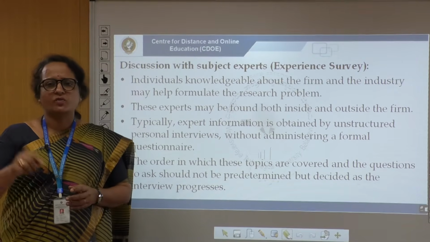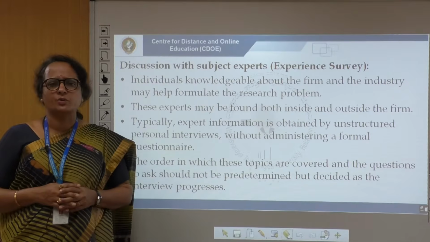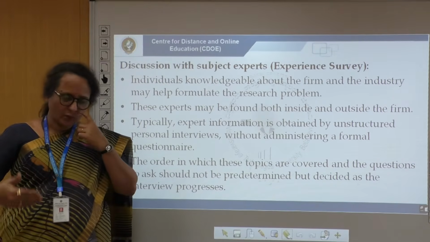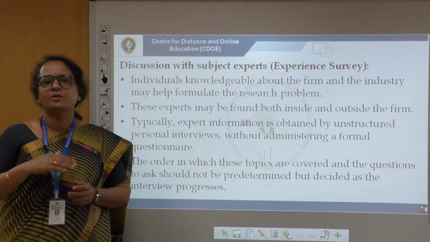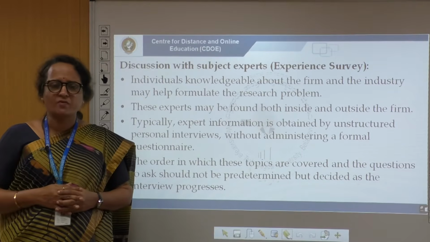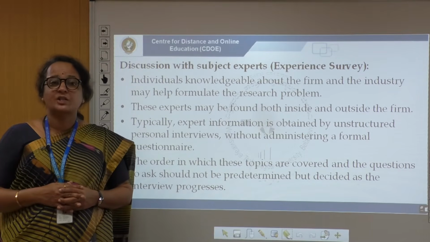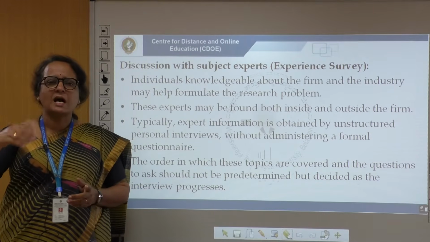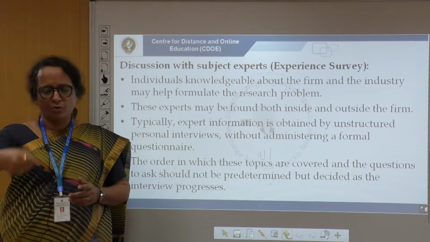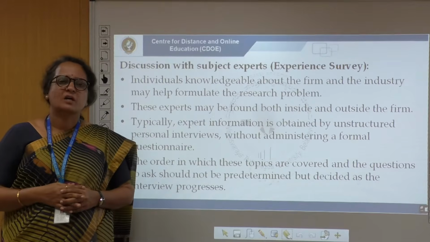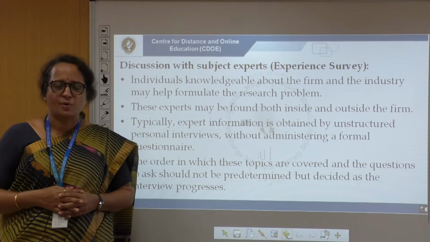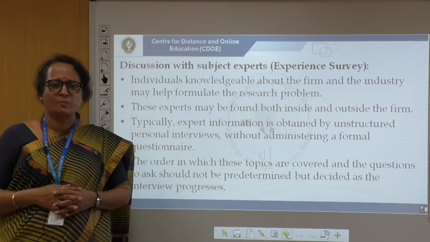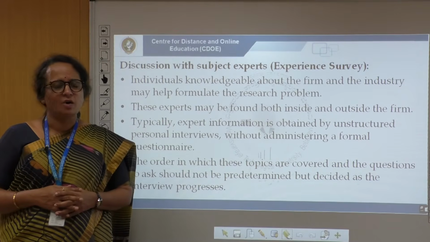So in the case of an experience survey, a formal questionnaire is not used. A formal questionnaire is a standard questionnaire that is prepared and circulated to all the respondents. Such a questionnaire is not used here. Rather, a schedule is used. With a schedule, the interviewer or researcher goes on asking the questions verbally and notes down the responses given by the participants or respondents. And they could be experts from within the organization or outside the organization.